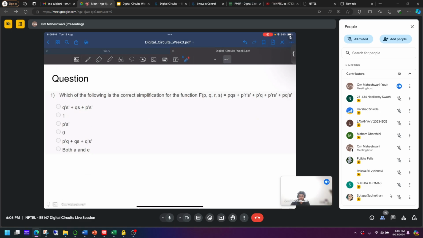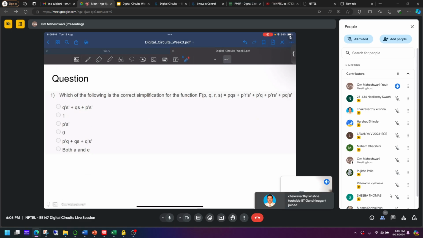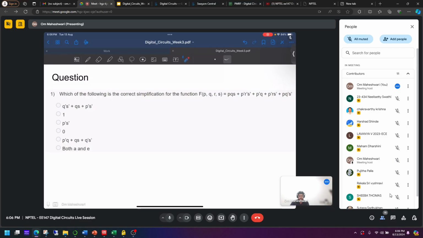First question is, which of the following is the correct simplification for the function f(p, q, r, s) equals pqs plus p bar r bar s bar plus p bar q plus p bar r s bar plus p q s bar. We can use a K-map to solve this question and find the simplified form. We also solved some K-map questions last time, so I hope you are all familiar with them. If anyone has any doubt in K-maps, you may ask, but just give this question a try, then we will solve it.